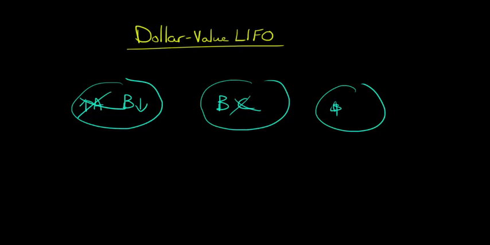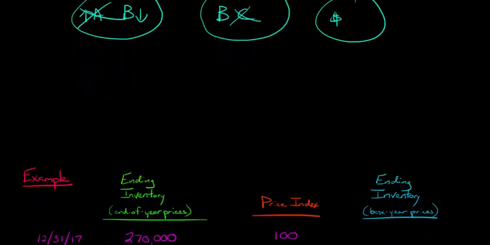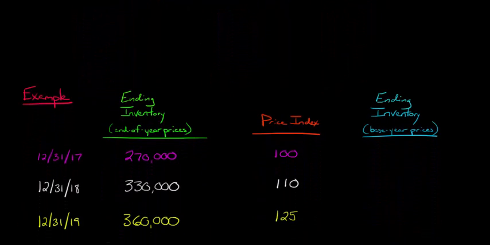So let's get into an example. Let's say that you own a company that does dollar value LIFO. You need to know several things before you can look at the layers and calculate what the ending inventory is going to be. I've laid out the following. You need to know the ending inventory for each period, and we're looking at a 3-year period here, 2017 through 2019. Year-end inventory at end of year prices, right? So at end of year prices, what is the value of the inventory?